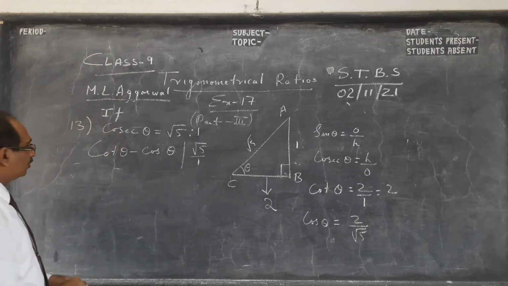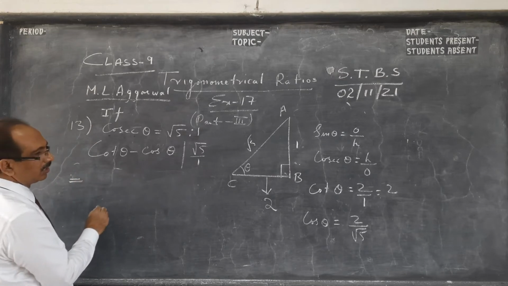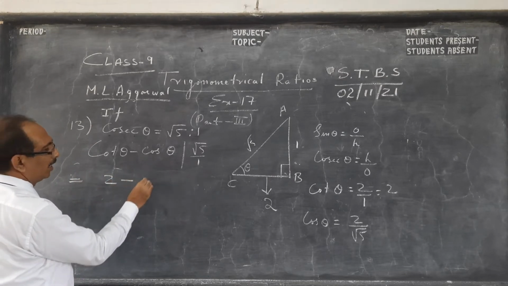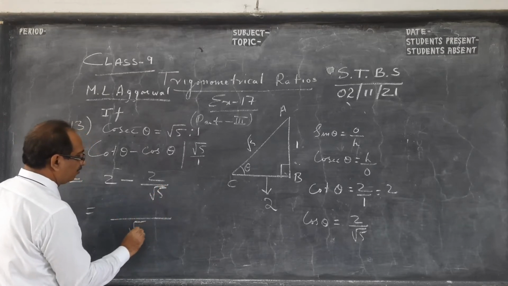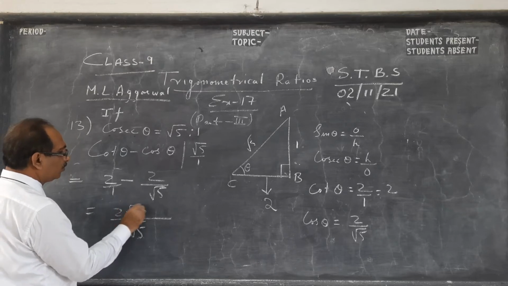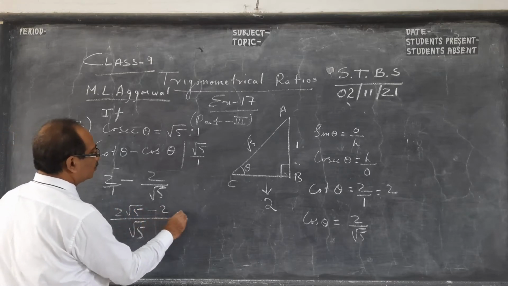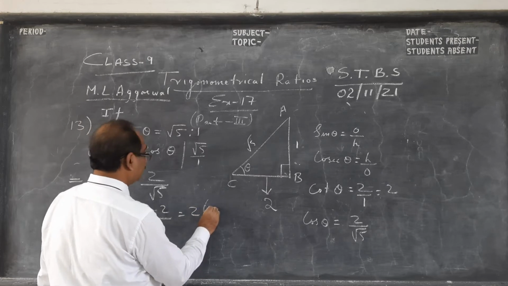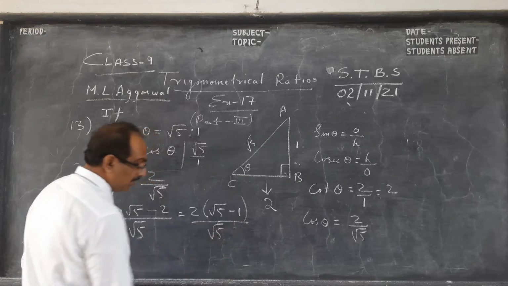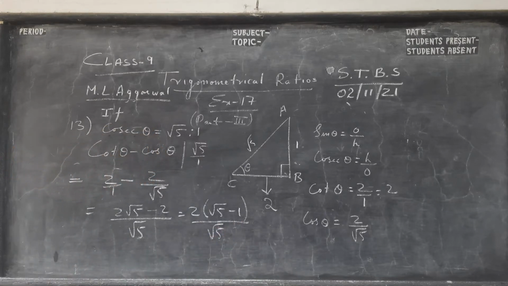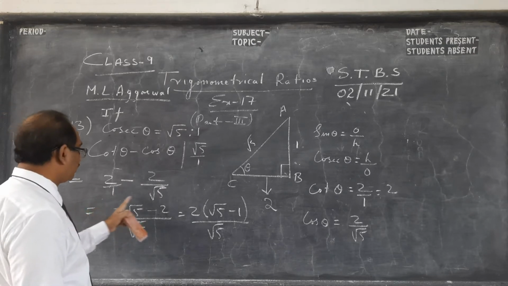So you must do all the questions children. So substituting, cot is 2 minus cos is 2 by root 5. Take common denominator root 5. Here 1 is there. It will be 2 root 5 minus 2. So take 2 common. Root 5 minus 1 by root 5. So that's why we do a chapter called rationalization. Because here we had no common denominator. So we take the LCM.